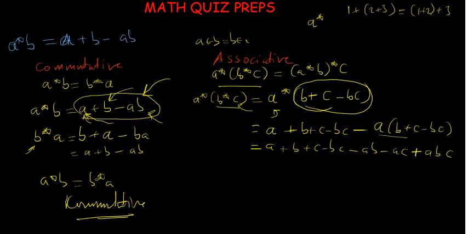Is there anything that we can simplify here? I don't think there's anything that is common. This is a, this is b, this is c, this is bc, ab, ac. Very different things, so we can't simplify.